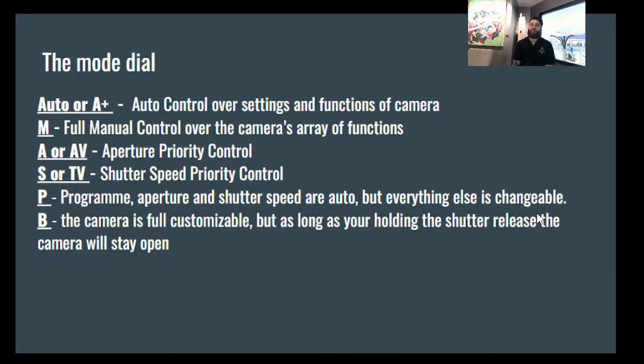What you would use bulb for way back in the day with DSLRs or even SLRs was you would set the camera to the bulb setting, which would basically keep the shutter open for as long as it possibly could, and that would allow for long exposures. So if you're someone trying to do really cool long exposures, which I have some examples of later on, B would be a great option to use.